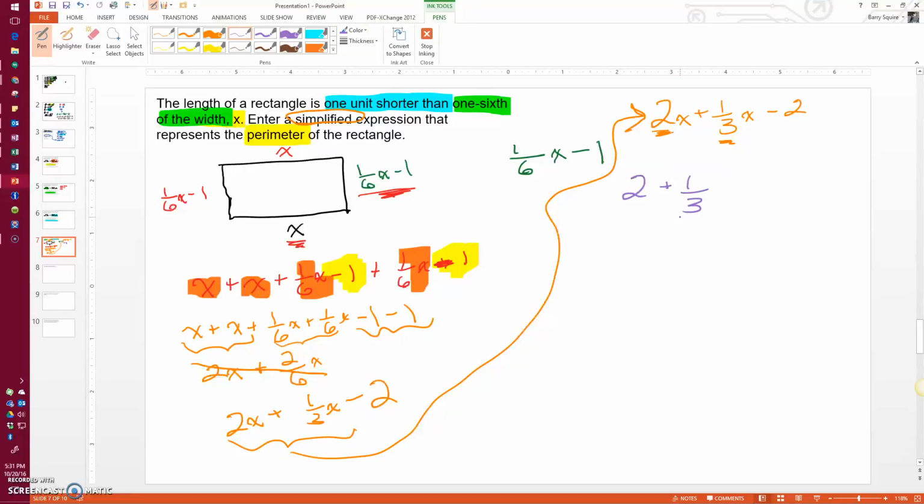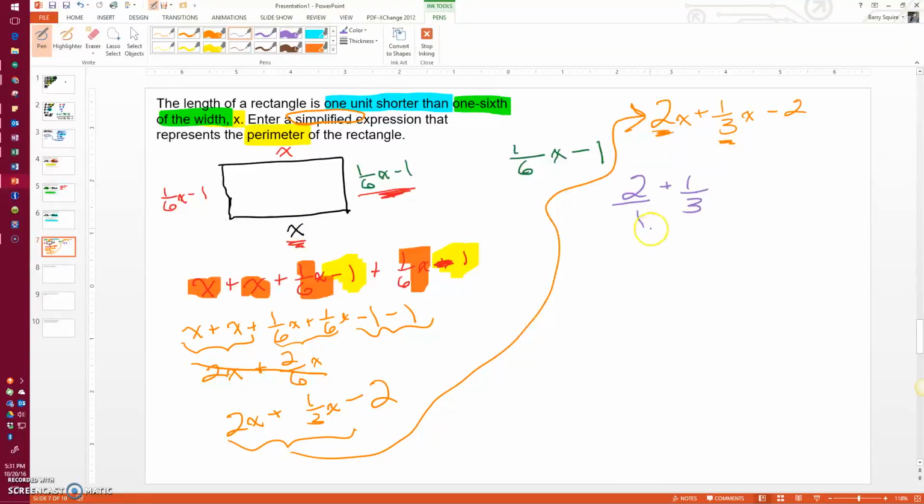Remember, when we're adding and we have fractions involved, we need to have a common denominator. But that 2 doesn't have a denominator at all. We have to give it a denominator. With whole numbers, we can always turn that into a fraction just by putting it over 1. Because remember, a fraction is telling us how many pieces we have of what size. So we've got 2 wholes, so that's the same thing as 2.